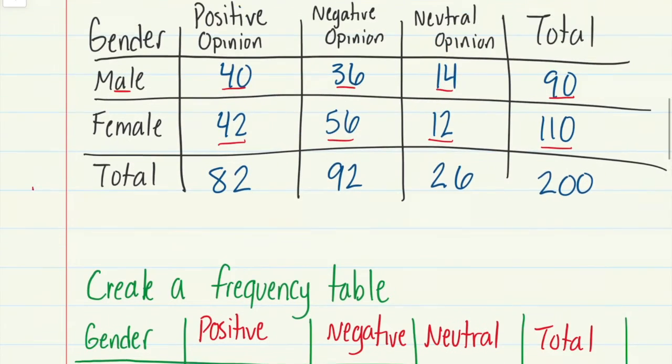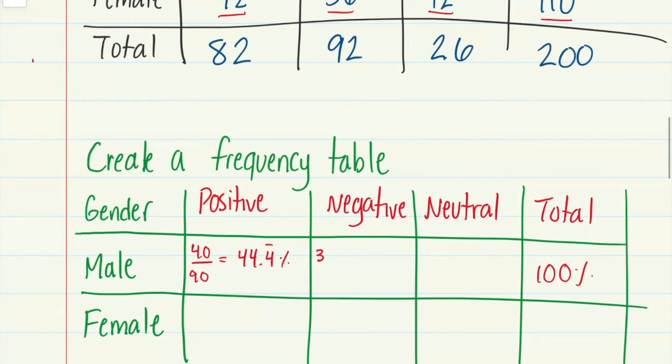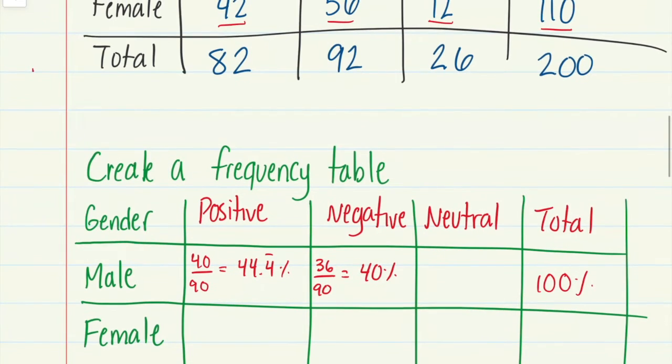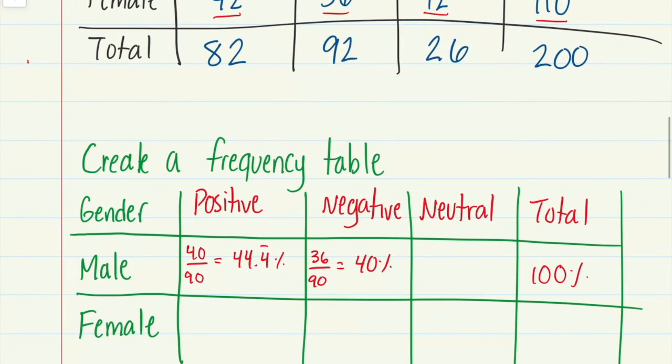Now for the negative, we had 36 males out of 90 say negative. So that will be 36 divided by 90. That will be 0.4 times 100. That makes it 40% of males were negative. And the last one, 14 males were neutral. Out of 90, 14 divided by 90, that will make it 0.155555 times 100. That will be 15.5%. Goes on forever, right?